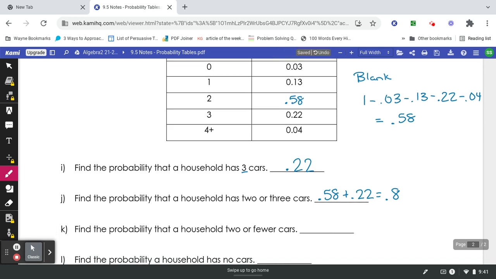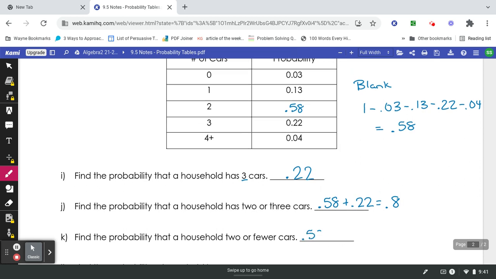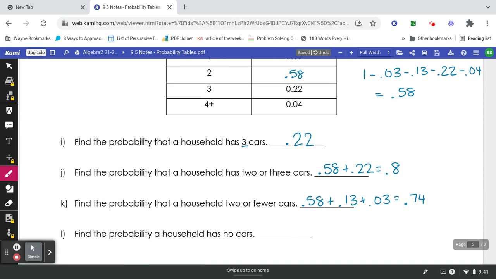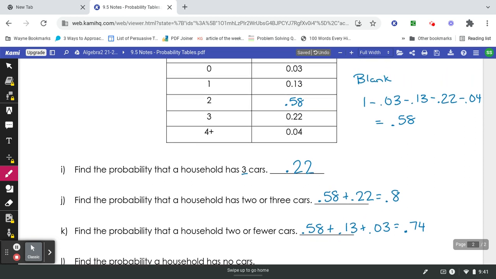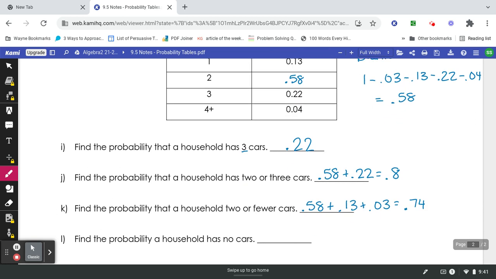Probability that a household has 2 or fewer cars, so 2, 1, or 0. So add up the 2 probability, the 1 probability, and the 0 probability, and gets us 0.74. And then the last one, find the probability that a household has no cars. No cars would be 0, so the probability of 0 would be 0.03.